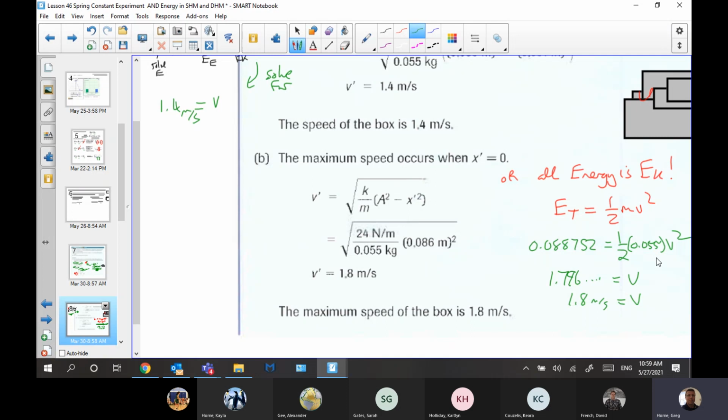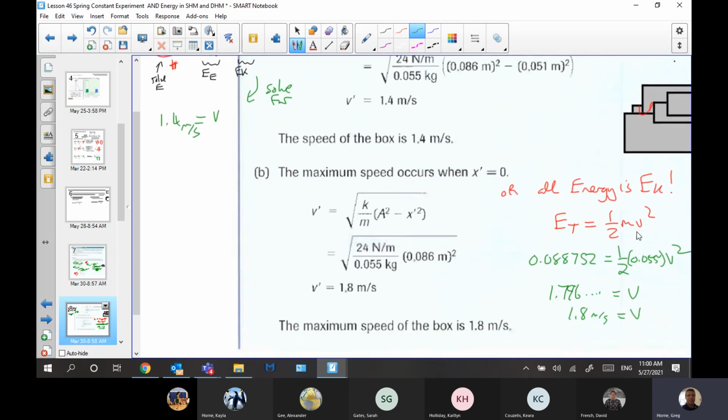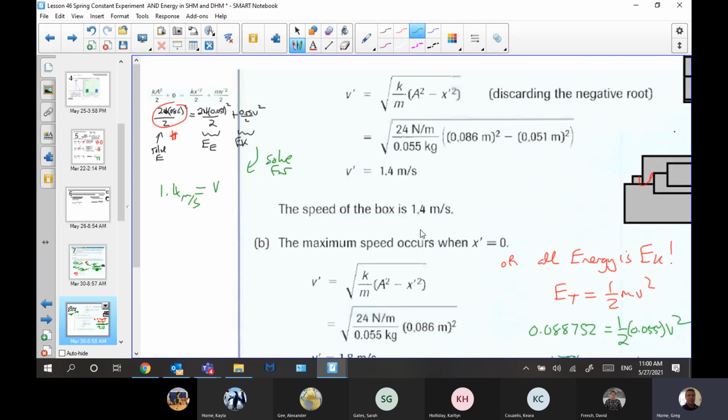So I would say it's good for me to show you both ways, because clearly I think this way is the most understandable. It's like using the concepts directly and saying, oh, the total energy is going to be all kinetic, because we're at that stage where we have our maximum speed, so all of our energy is kinetic, of course, right? It's so obvious. And so I strongly prefer you do it this way because it's just so logical.